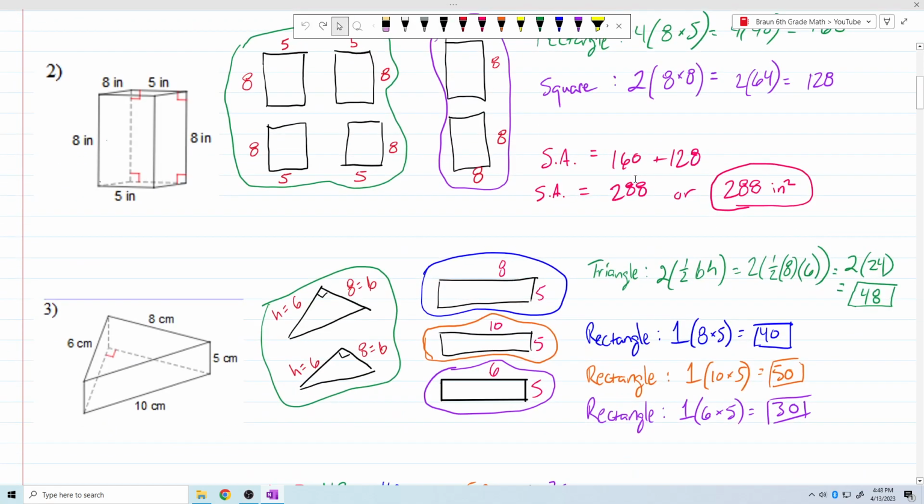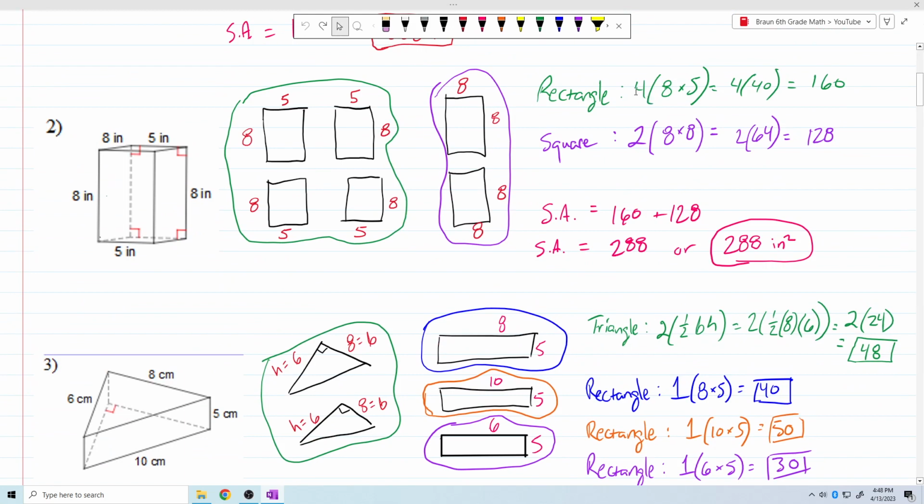Oh man, my pen is not behaving nicely today. Okay. All right. There you go. You got the 4 and you got the 2. Plug in the right numbers. Add them up at the end. So for each shape type, got my 160, got my 128. You see them here. Added them up, and I got my 288.